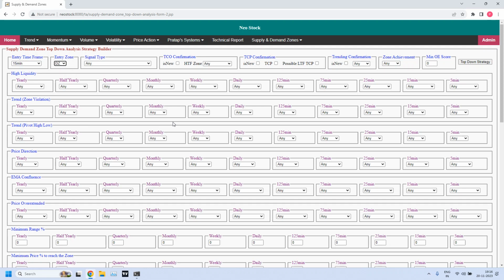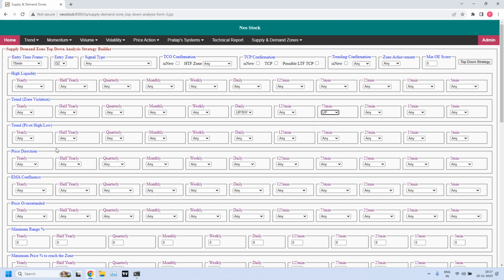And because it is a 15 minute setup, what is the HTF time frame? Daily. So daily it should be either uptrend or sideways. And what is ITF? 75 minutes. 75 minutes should be uptrend.